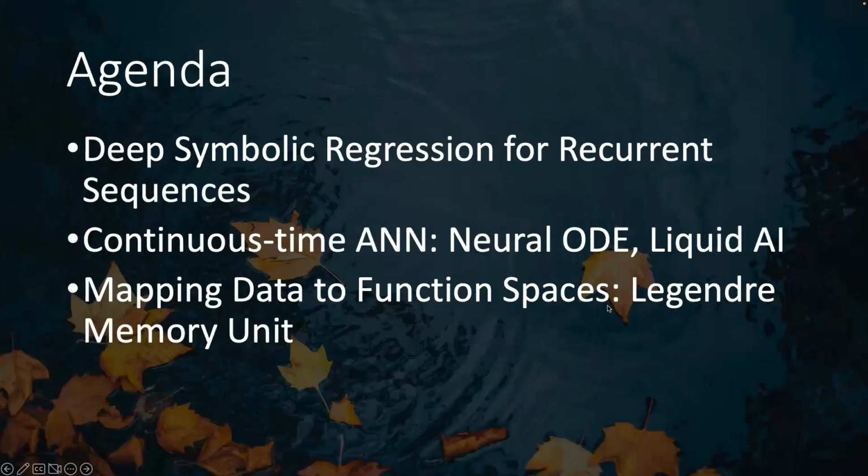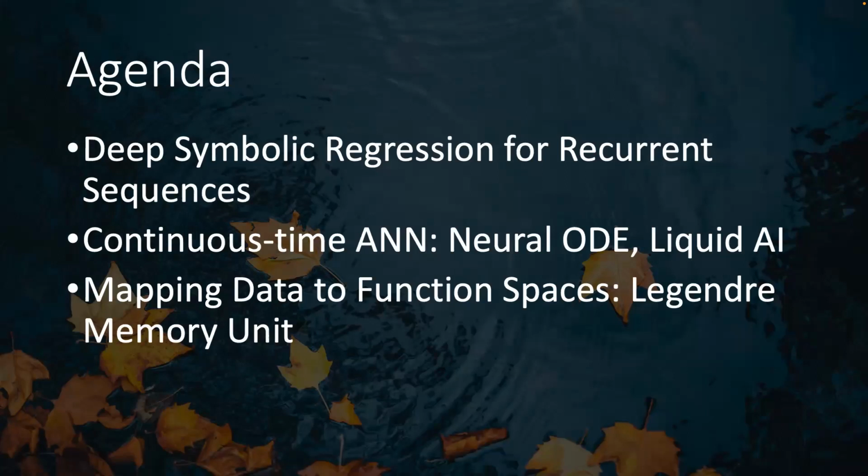So the agenda for today's talk, we'll briefly cover three major trends in this space. The first is deep symbolic regression. Deep learning models perform great, but are hardly explainable. Explainability is important for critical applications like in finance, health, and law. Deep symbolic regression is a step towards explainability of the predictions made by the recurrent neural networks. So that's the first topic.